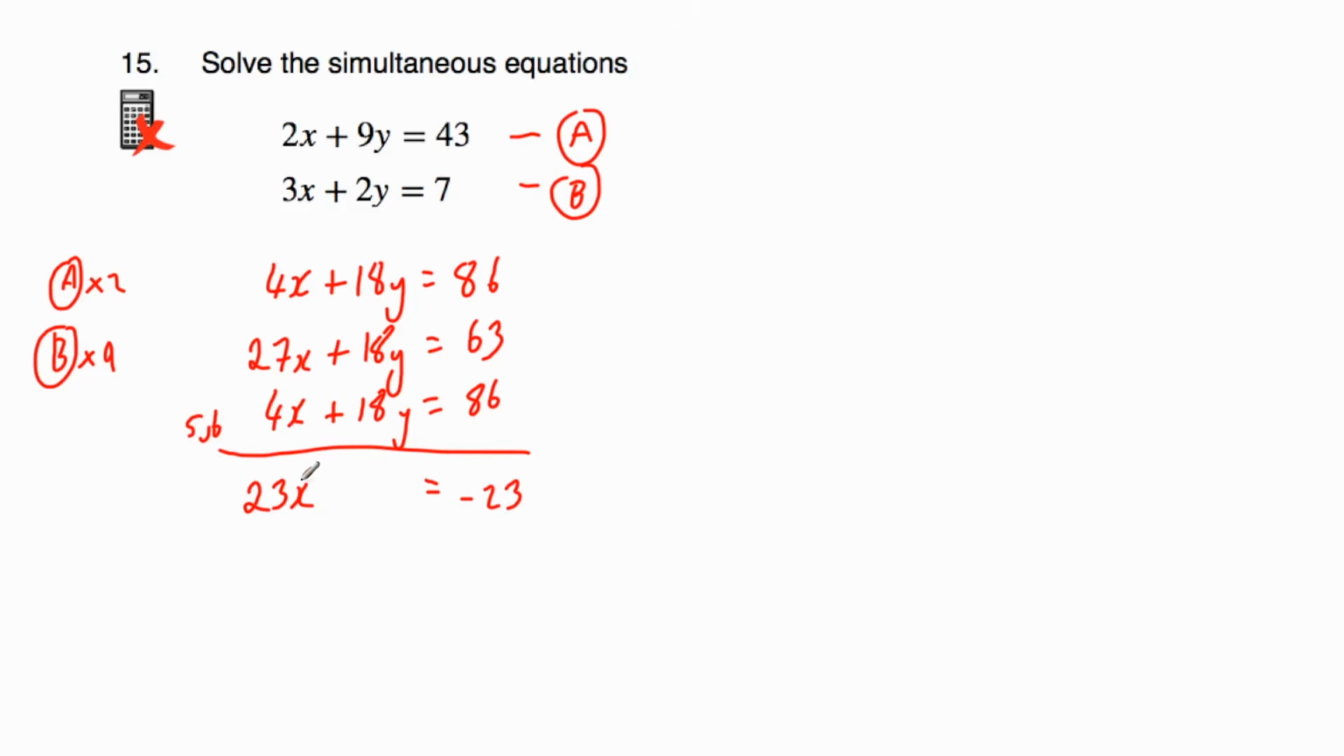So we've got 23x equals negative 23, so let's divide by 23 and divide by 23. And that will give me 23x divided by 23, well that's just x. And then on the right hand side we've got minus 23 divided by 23, well negative divided by a positive is a negative, and 23 divided by 23 is 1, so that would be x equals negative 1. Now we've found what x is equal to, let's find what y is. So let's substitute that into equation B. So sub x equals minus 1 into B.